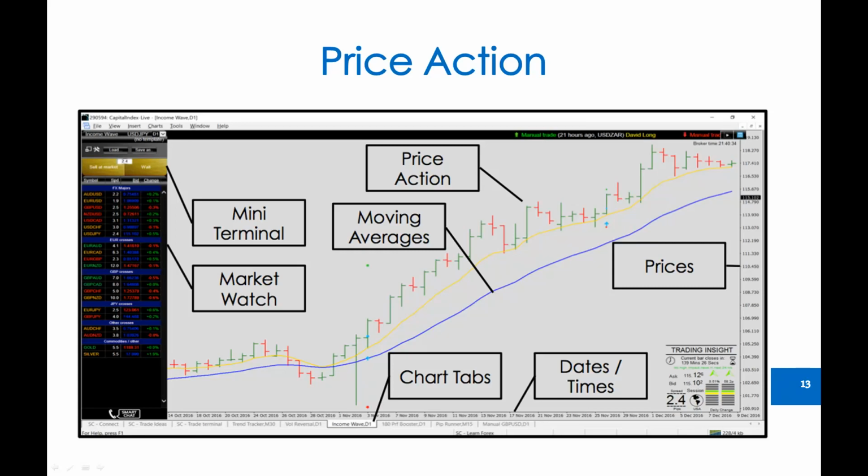This is the structure of a price chart for those of you that have never seen a price chart before. You can see that the price action here points to these what we call bars. You can see we have green bars and we have red bars. Now, price action in itself will help you understand the direction that the market is taking.